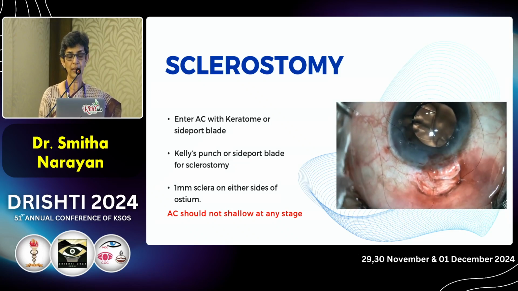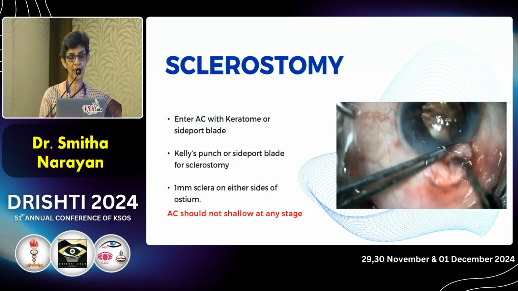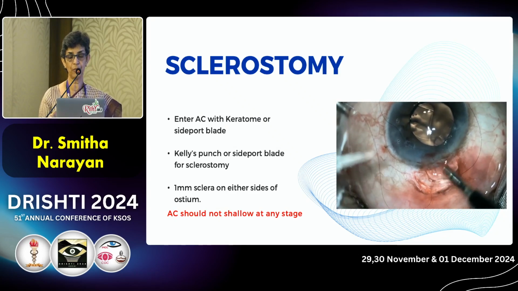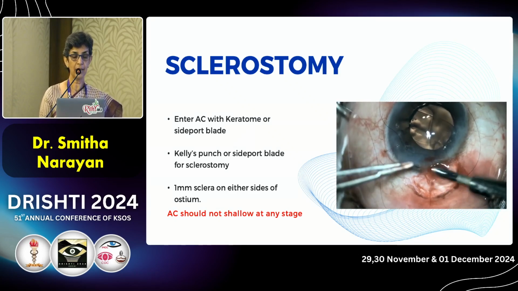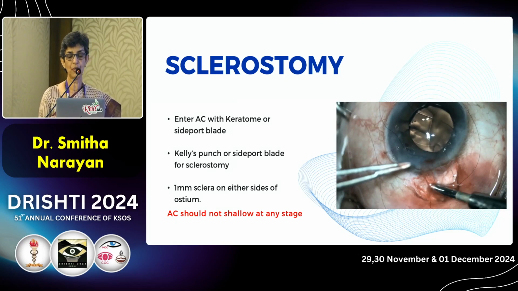Once you enter the clear cornea, then you can use the Kelly punch or the side port blade for performing the sclerostomy. The sclerostomy should be of sufficient size, but leaving about 1 millimeter on either side of the ostium, so that the flap completely covers it. And very importantly, the anterior chamber should not shallow at any stage during the sclerostomy.